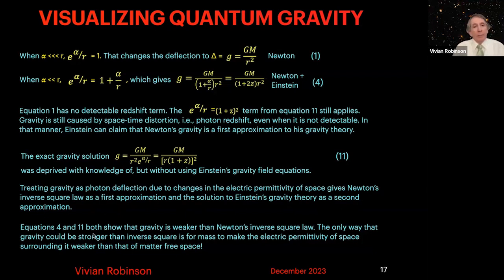Equations 4 and 11 both show that gravity is weaker than Newton's inverse square law. The only way that gravity could be stronger than inverse square is for mass to make the electric permittivity of space surrounding it weaker than that of matter-free space. Now, that really would make for some interesting physics.